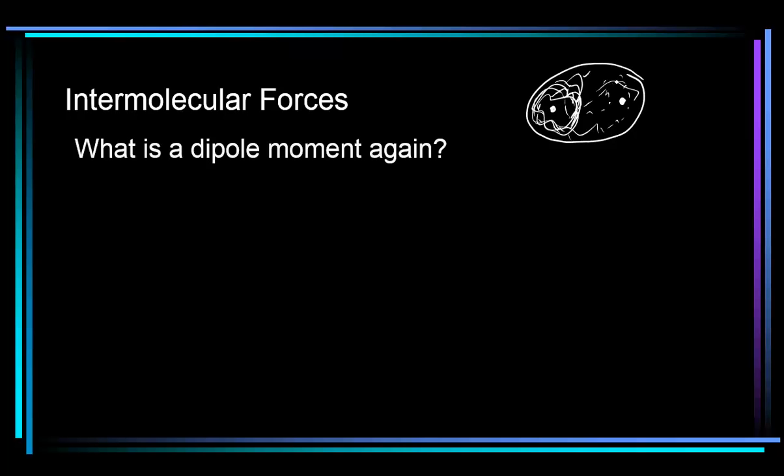So that if you were to look at them momentarily, it would appear as if there's a negative side and a positive side. And that's what they mean by a dipole moment. It has an unequal distribution of electrons. An unequal distribution of electrons.